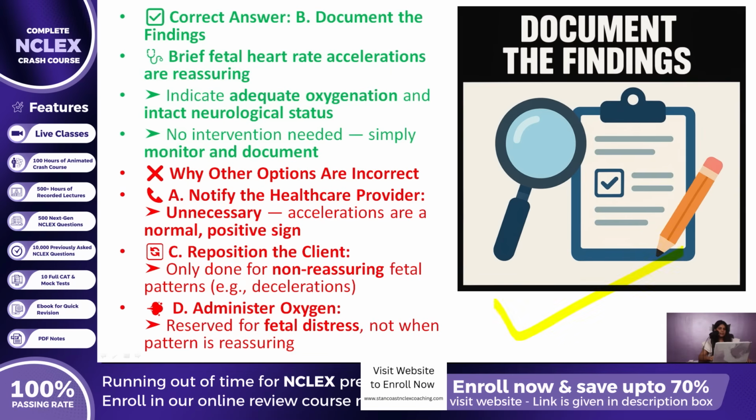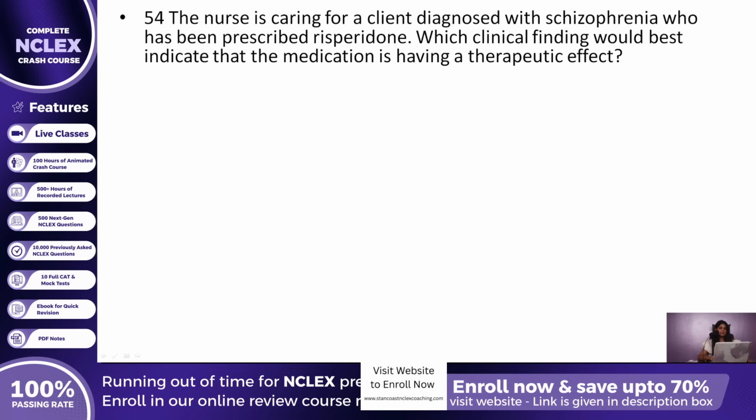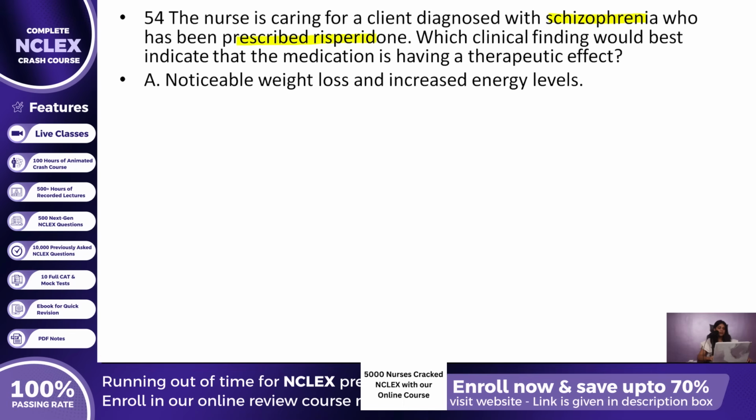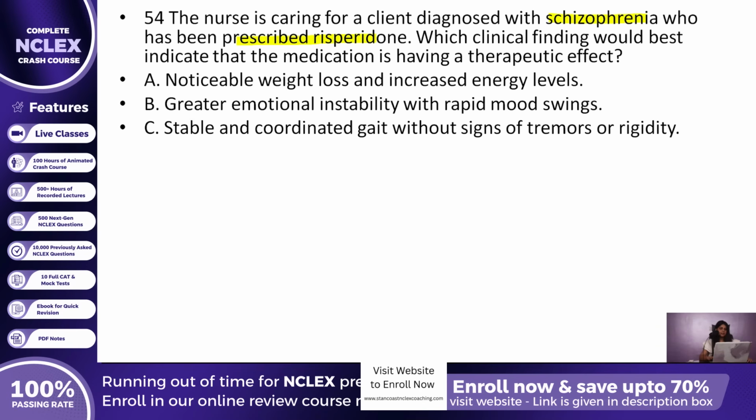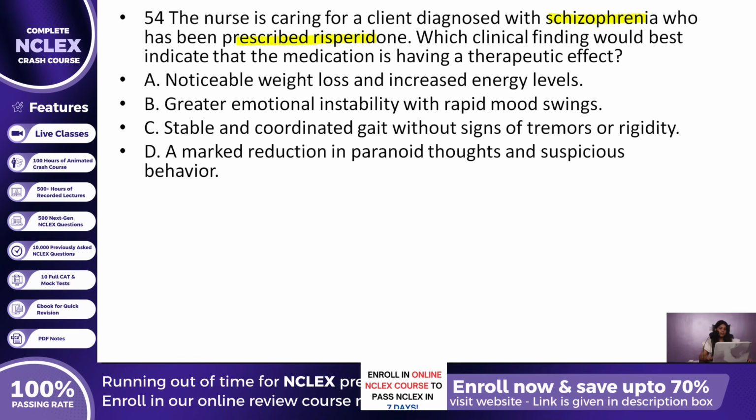Question 54. Let's take a closer look at this clinical situation. A nurse is caring for a client diagnosed with schizophrenia who has been prescribed risperidone. The options are Option A, noticeable weight loss and increased energy levels. Option B, greater emotional instability with rapid mood swings. Option C, a stable and coordinated gait without signs of tremors or rigidity. And Option D, a marked reduction in paranoid thoughts and suspicious behavior.